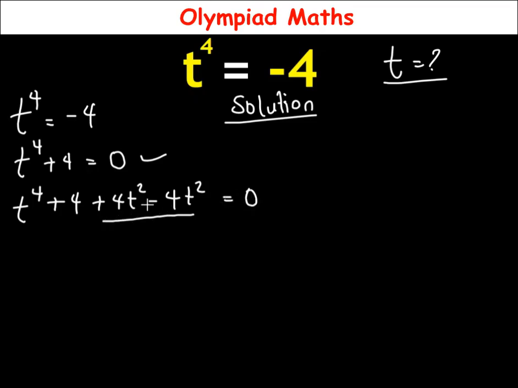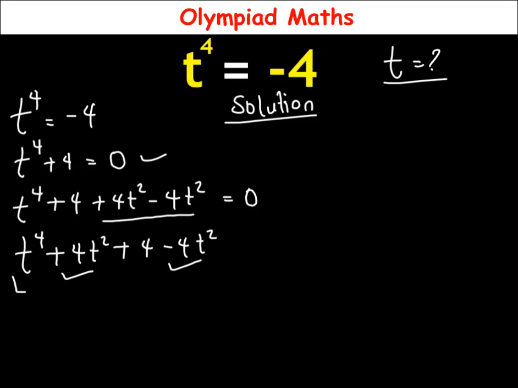Now with this, this can be written as t raised to the power 4, then bring this plus 4t squared to this side. So plus 4t squared, and then you're going to have plus 4, then also minus 4t squared. In as much as you have plus 4t squared and minus 4t squared, you have 0 and you still have t to the power 4 plus 4 back as the initial equation.